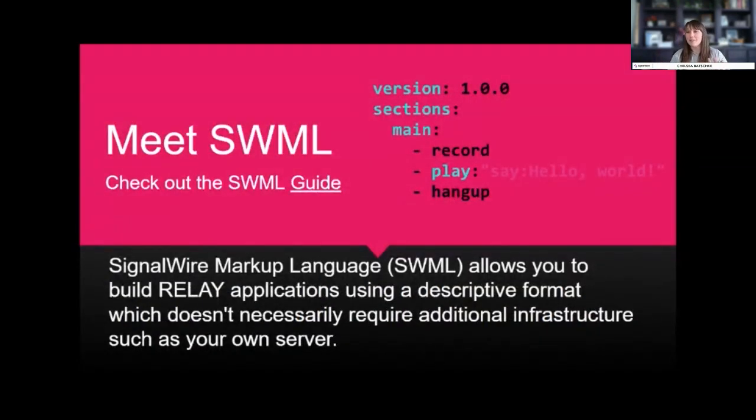And then SWML. SWML is SignalWire's markup language, which allows you to build relay applications. There's a very informative guide that I have linked here in the presentation. If you're looking at the downloaded version, you can just click on it. If you're in the room right now, I'm going to put it in the chat. So feel free to check out this more in-depth guide on SWML. I'm not going to go super far into it because it's not the main focus of today's LiveWire, but should you want to dive deeper, this is a good place to start.